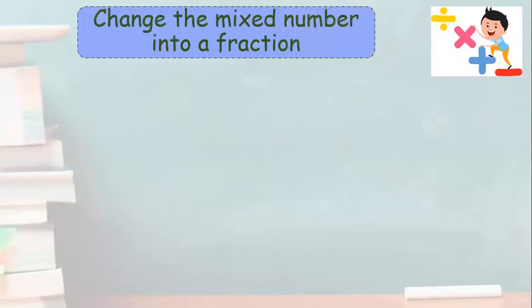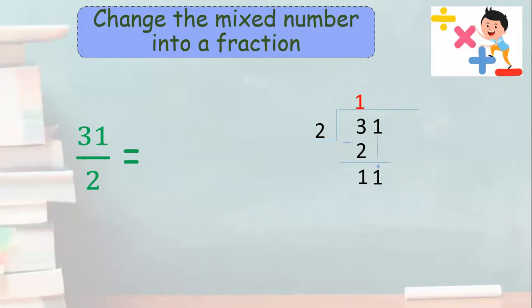Now, how do I change a fraction into a mixed number? If I have 31 over 2, I should do normal division. Divide 31 by 2. 3 divided by 2 is 1. 1 times 2 is 2, remainder 1. I bring down the 1. I have now 11 divided by 2, it is 5. 5 times 2 is 10. 11 minus 10 is 1.